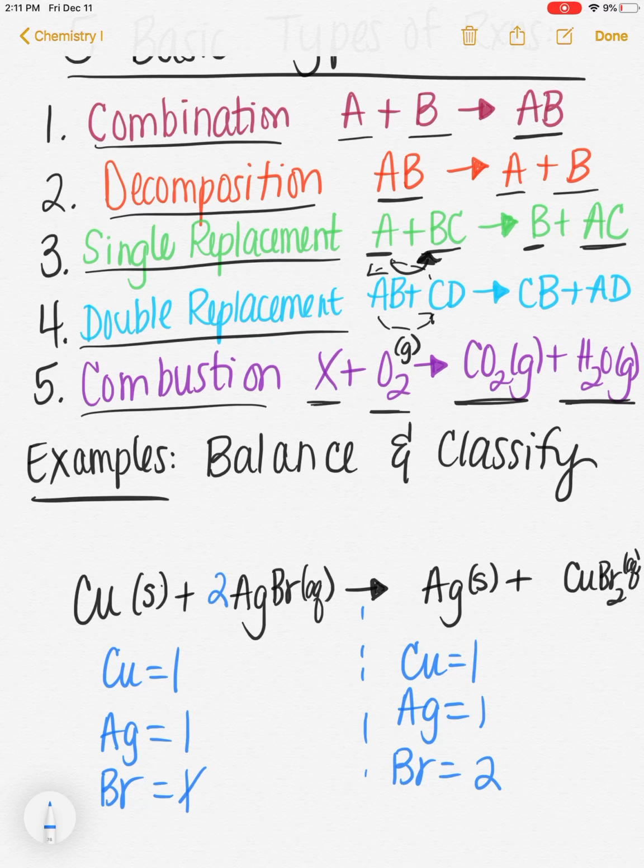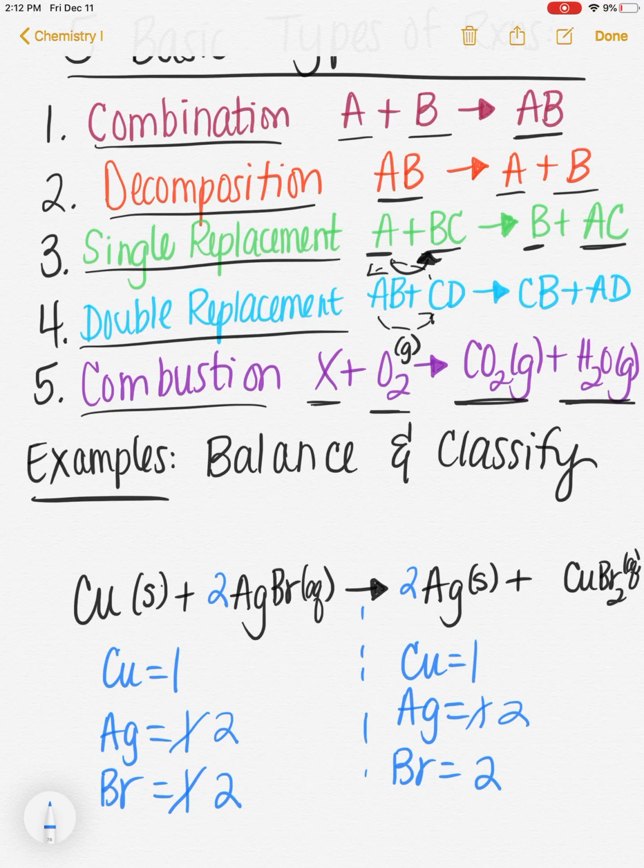In order to get 2 bromines on the left, I'm going to have to put a coefficient of 2 out here. But by doing that, I also changed the number of silvers to a 2. All right, so now my bromines are balanced, but my silvers are not. I have 2 silvers on the left, only 1 on the right. So I am going to need to put a coefficient of 2 there, and it balances.